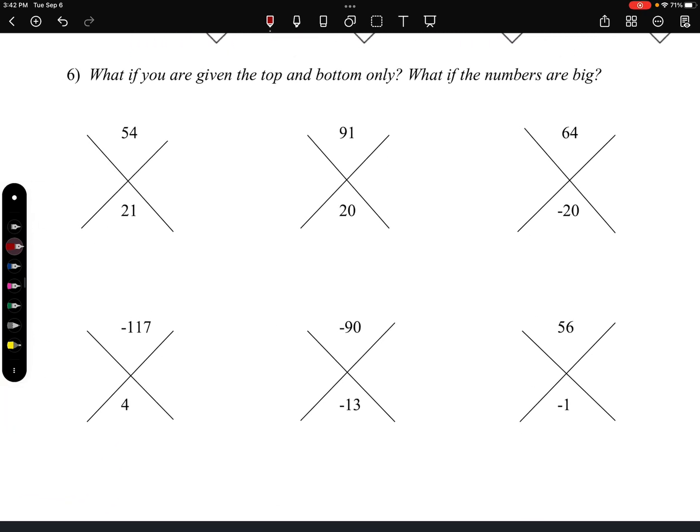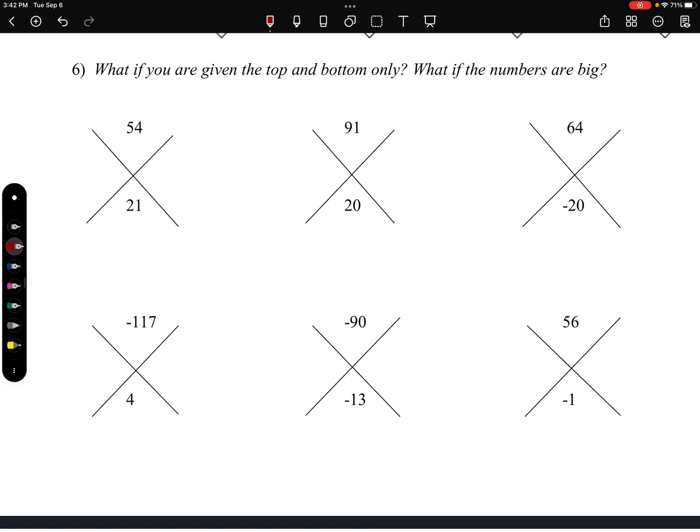All right, now it says, what if you are given the top and the bottom only? So we are looking at, what can we do here? Two numbers that multiply to give us 54 and add to give us 21. What some people will do, if they're not sure, they'll say, well, I know that 54 times 1 is 54, but when you add those together, that's 55. That's not going to work. All right, I'll throw a little blue X.